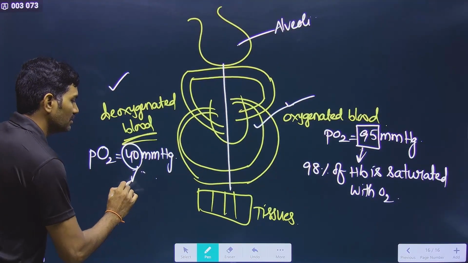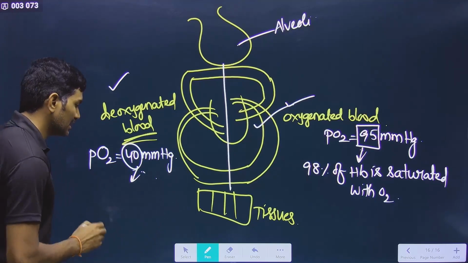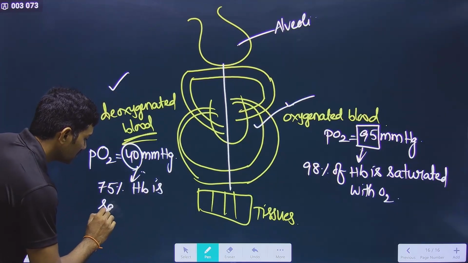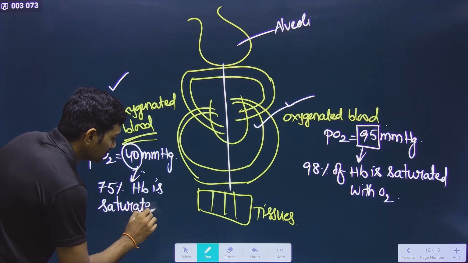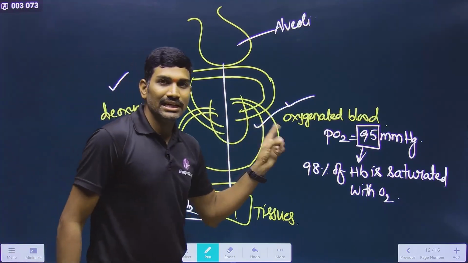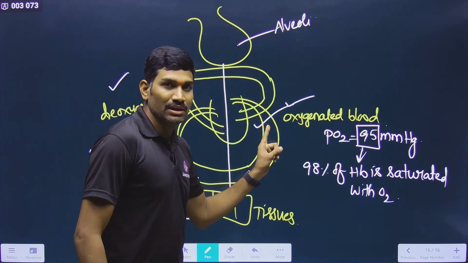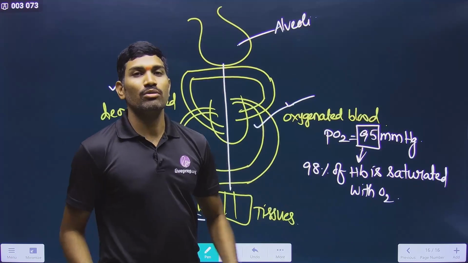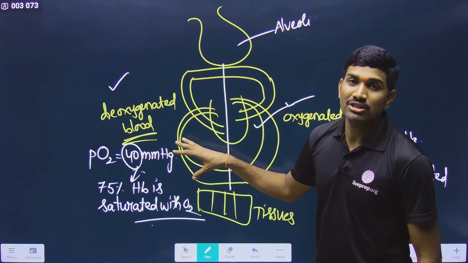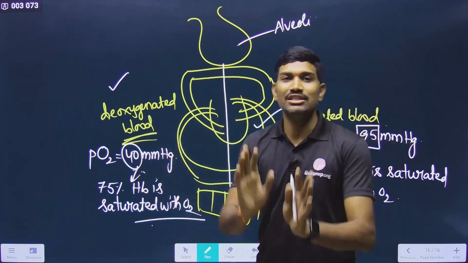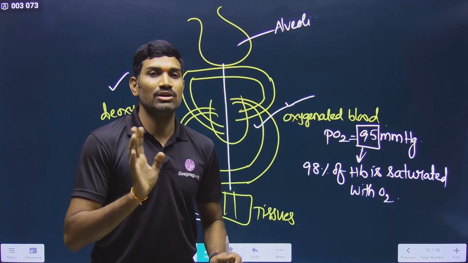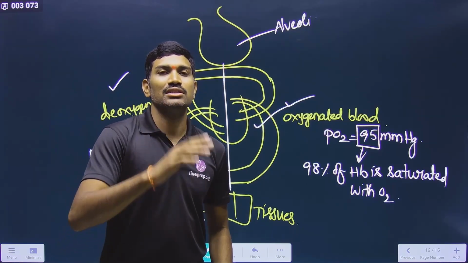At this particular point, what is the percentage of hemoglobin that is saturated? 75% of hemoglobin is saturated with oxygen. That means, in the oxygenated blood, 98% of hemoglobin is saturated with oxygen, but in the case of deoxygenated blood, 75% of hemoglobin is saturated with oxygen. This is what the meaning is. This is the significance of the sigmoidal curve. So it's not a growth curve, it is the sigmoidal curve of oxygen dissociation.